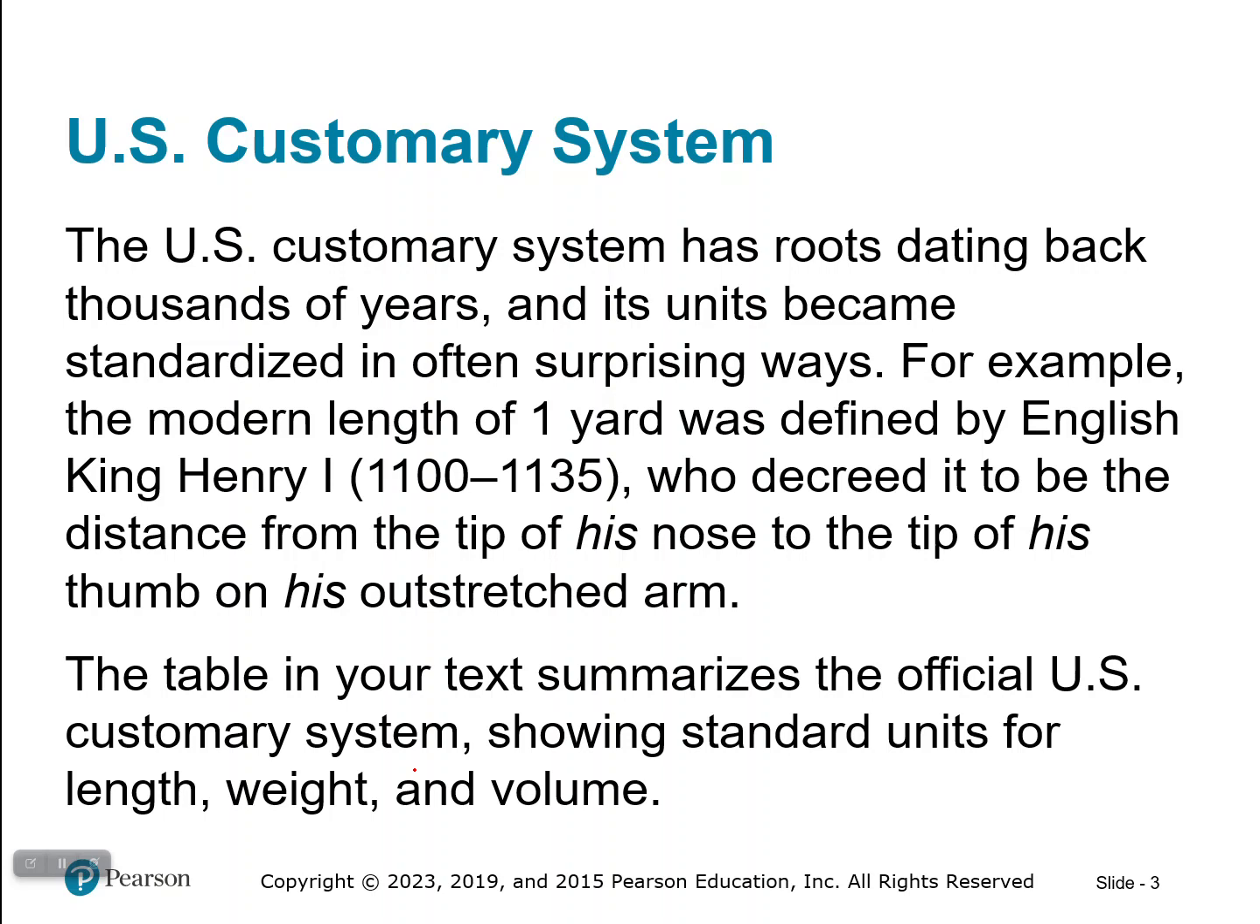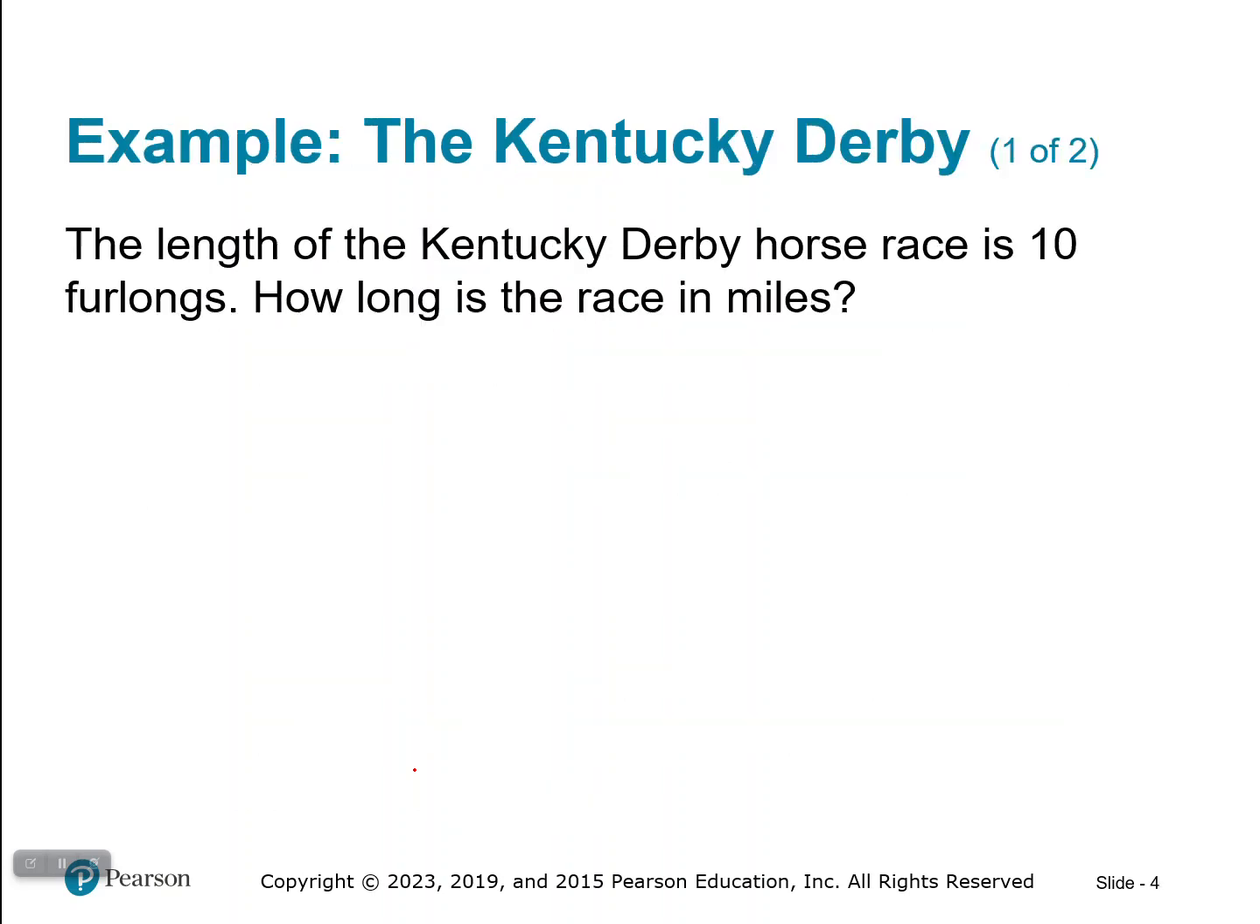Okay, now how am I supposed to measure that today? He's a little decayed. The table in your text summarizes all the official U.S. customary system. I think it's table 2B.1. It shows the standard units for length, weight, and volume. We still need a movement. There was one in the 70s. Try to get the U.S. to let go of this. But we just can't let the English go for some reason.